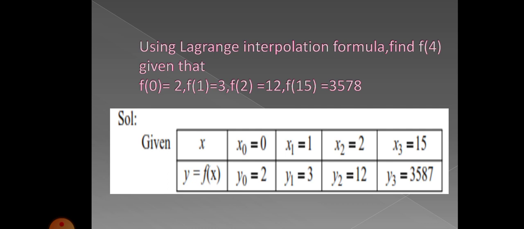Then f of 15, that x2 will be 15. So the remaining y equal to f of x values will be written as y0, y1, y2 and y3. The tabular column created by yourself will carry nearly 2 to 3 marks, so it's very important. First you have to take these values and write them down. Then it is easy to calculate for the problem.